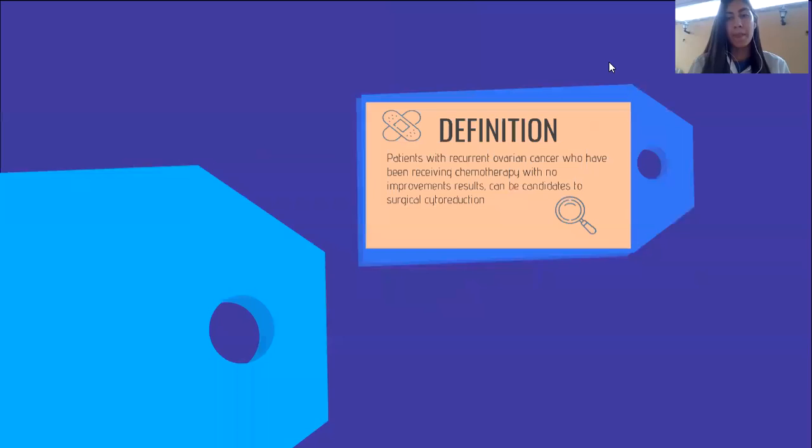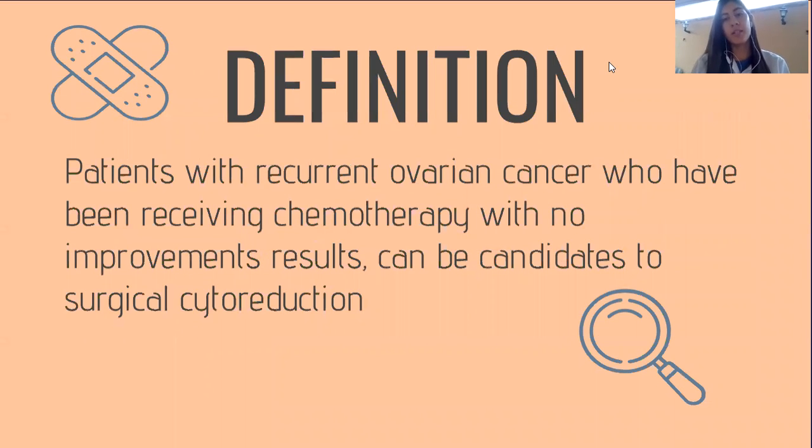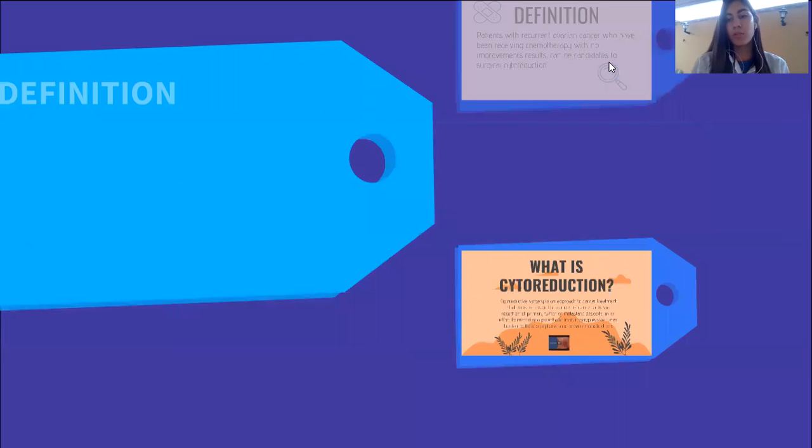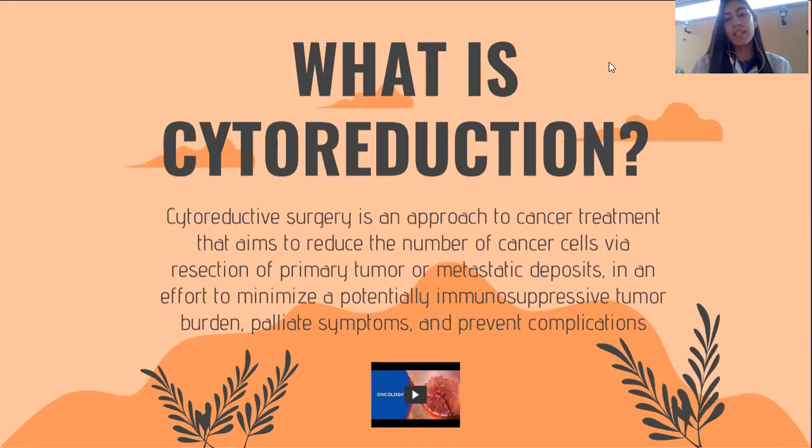The definition. Patients with recurrent ovarian cancer who have been receiving chemotherapy with no improvement can be candidates for surgical cytoreduction. But what is cytoreduction? Cytoreductive surgery is an approach to cancer treatment that aims to reduce the number of cancer cells via resection of primary tumor or metastatic deposits in an effort to minimize a potentially immunosuppressive tumor burden, palliate symptoms, and prevent complications. Here's a video so you can understand better.